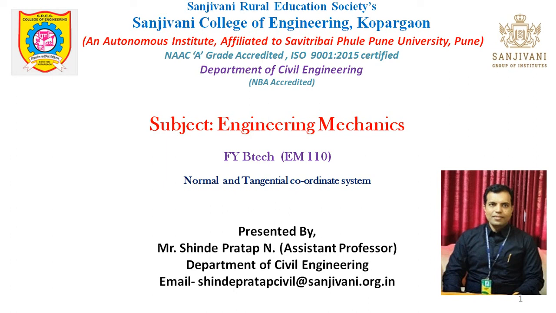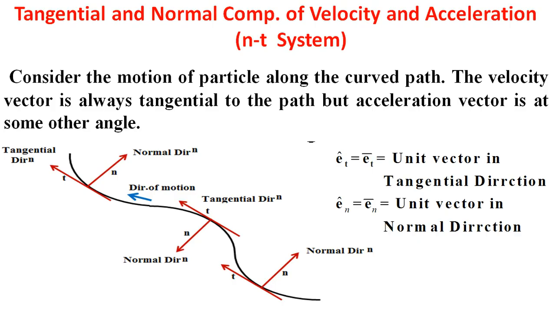So in order to locate the position of a body on a curved path, another coordinate system is used, that is known as the normal and tangential coordinate system. Consider the motion of a particle along a curved path. The velocity vector is always tangential to the path, but the acceleration vector is at some other angle. So let's say that this is a curved path. The vehicle is moving on the curved path.